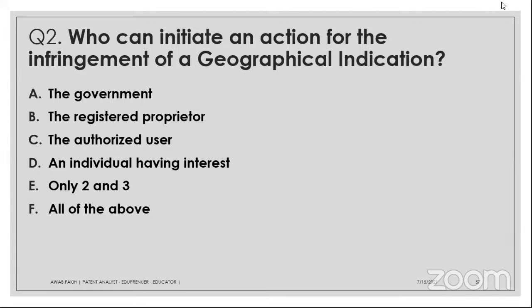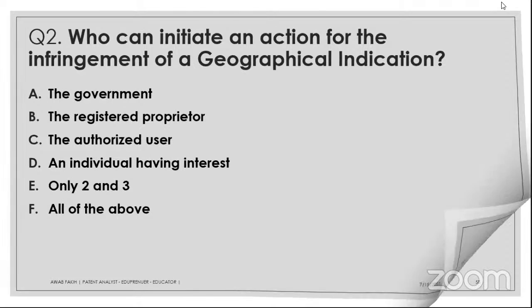Second question, a little trickier. I'll explain this as well. Don't worry. Even if you go wrong, I'll explain to you. Question number 2.